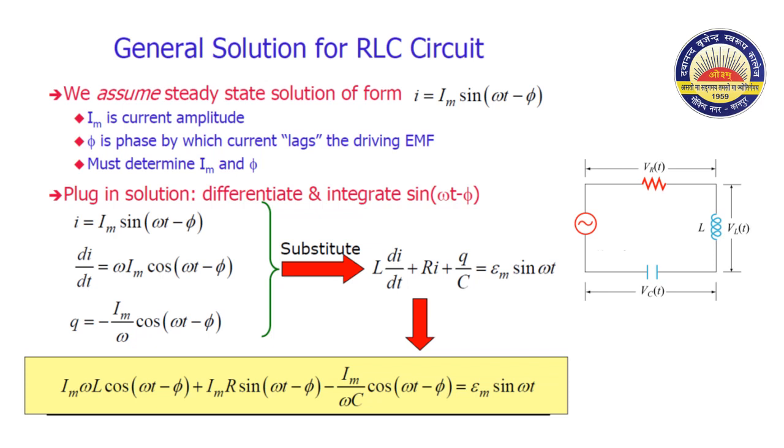To do so, first we will differentiate the current equation and we will get di by dt is equal to omega Im cos omega t minus phi. Also, integrating the current equation with respect to t, we will get the integral of I dt is equal to minus Im by omega cos omega t minus phi. Integration of I over time t will give the charge q, and so we have the two terms di by dt and q.